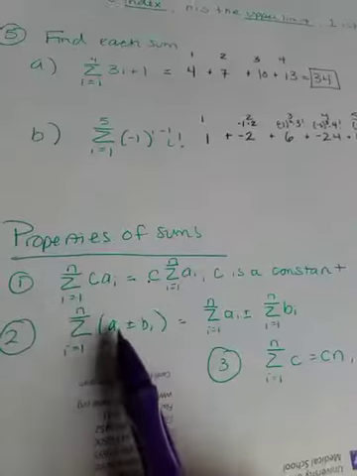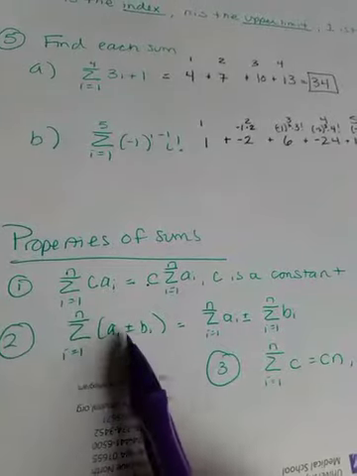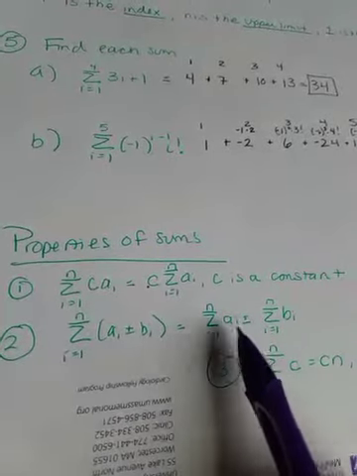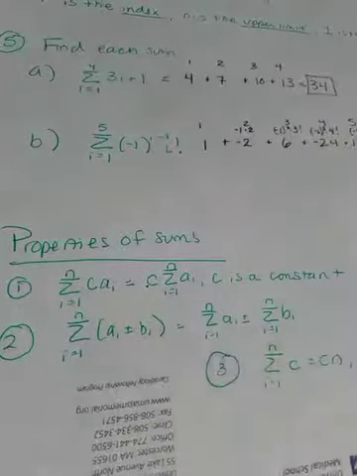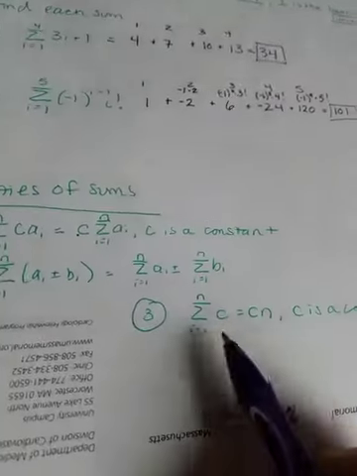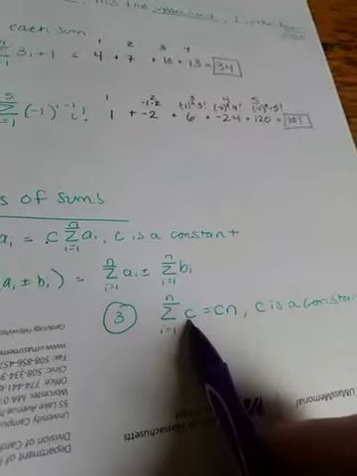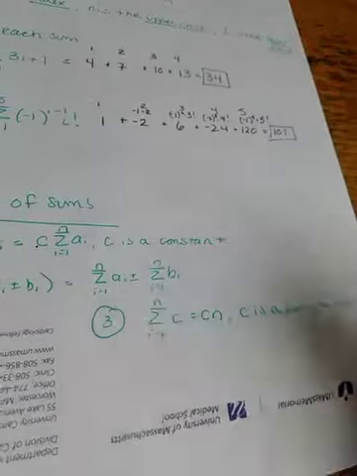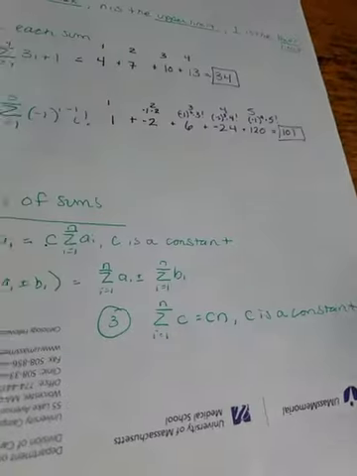The second property is if you're adding together or subtracting an a sub i and a b sub i, you can just take the summation of each of those two and add or subtract them together. If you're taking the summation of just some c, where c is a constant, you're really doing c times n, how many terms there are. So those are the properties.